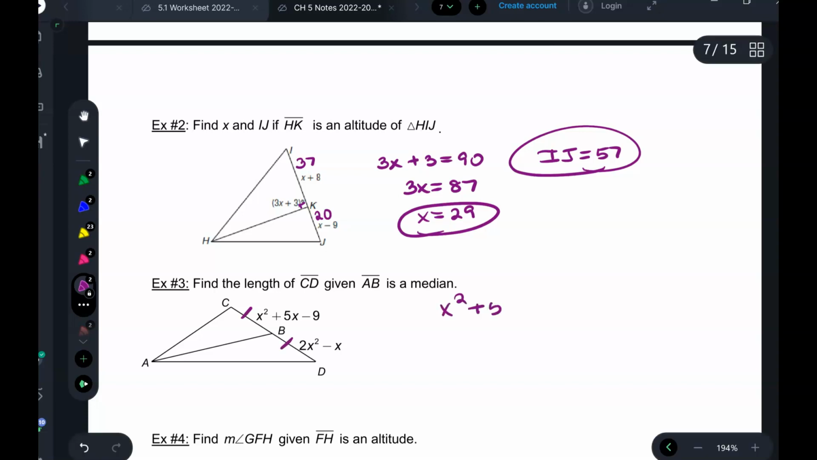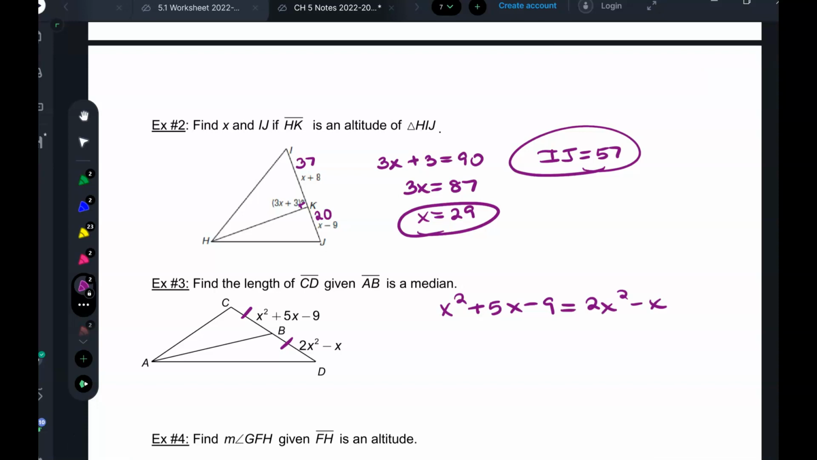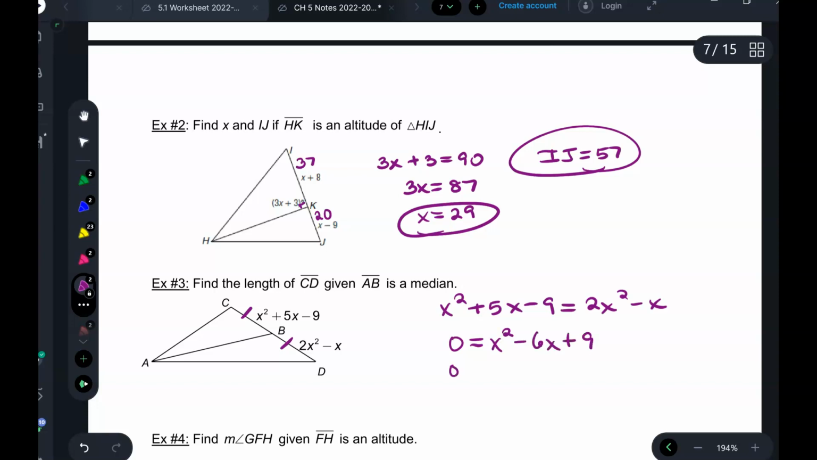Okay, x squared plus 5x minus 9 equals 2x squared minus x. We have a quadratic, so that means we want to move everything to one side. We could look to factor, or we can use the quadratic formula, one of those methods. I'm going to move everything to the right side. So this will be minus 6x and then plus 9.